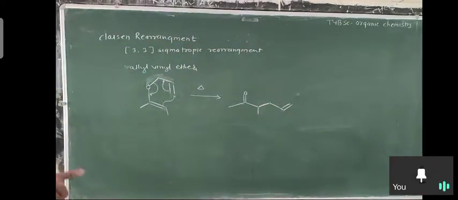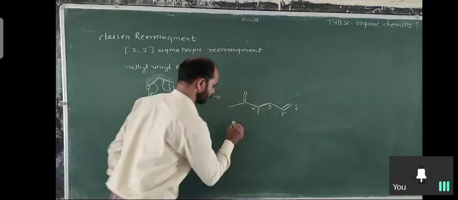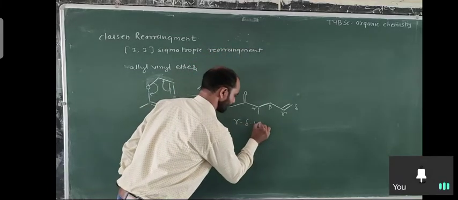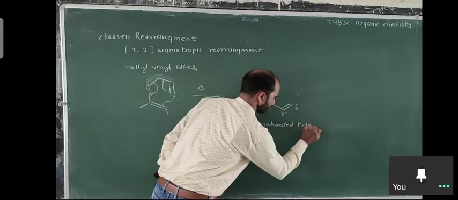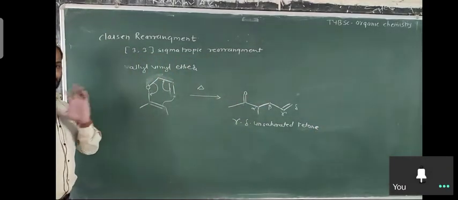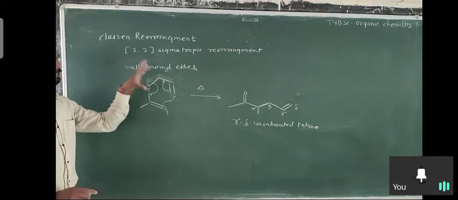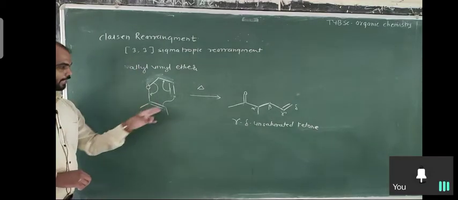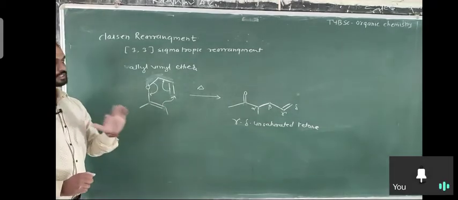Okay, this is the correct product. So this one is alpha, beta, and here is gamma, delta. So there is formation of a gamma delta unsaturated ketone. Gamma delta unsaturated ketone is the product of the Claisen rearrangement. The key points of this rearrangement: allyl vinyl ether is used as a starting material, it is a 3,3 sigmatropic rearrangement, and when it rearranges, the product is a gamma delta unsaturated ketone.